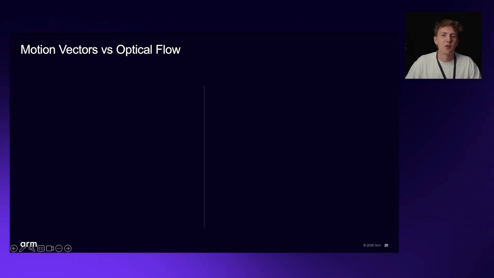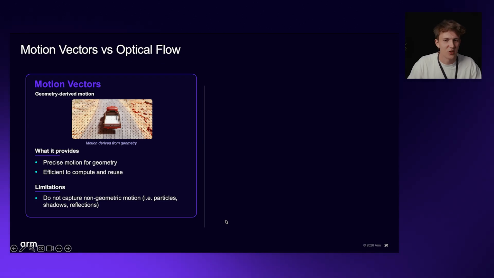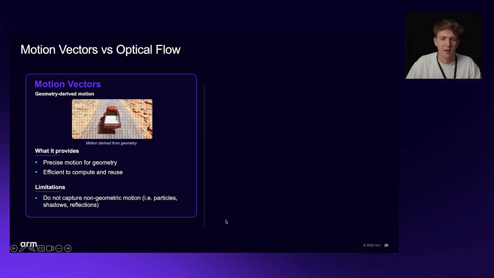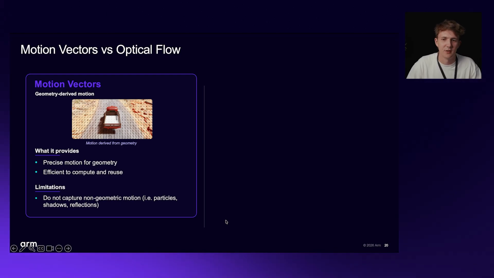In NFRU, we use two different types of motion, each for its own kind of reasons and pros and cons. To start with, we have motion vectors. These come directly from the game's geometry. They're precise, efficient, and generally available in the rendering pipeline. But they miss motion that is not directly tied to geometry. So particles, shadows, reflections, these are not covered by motion vectors.